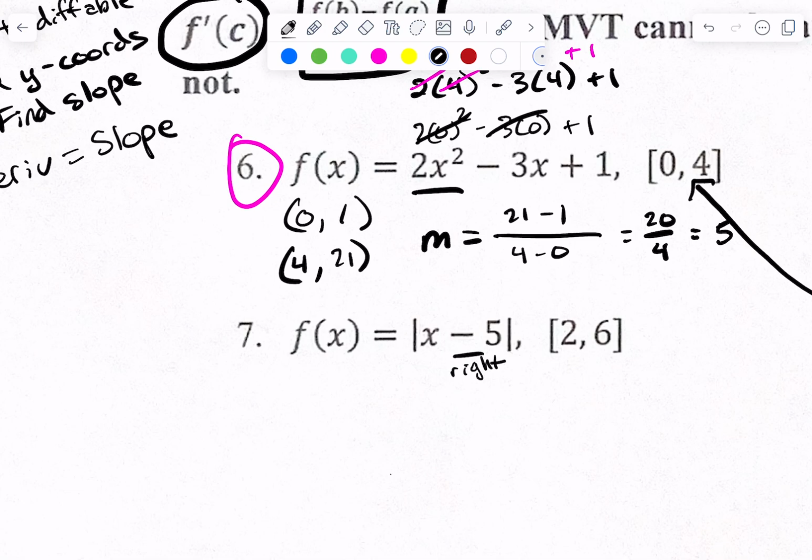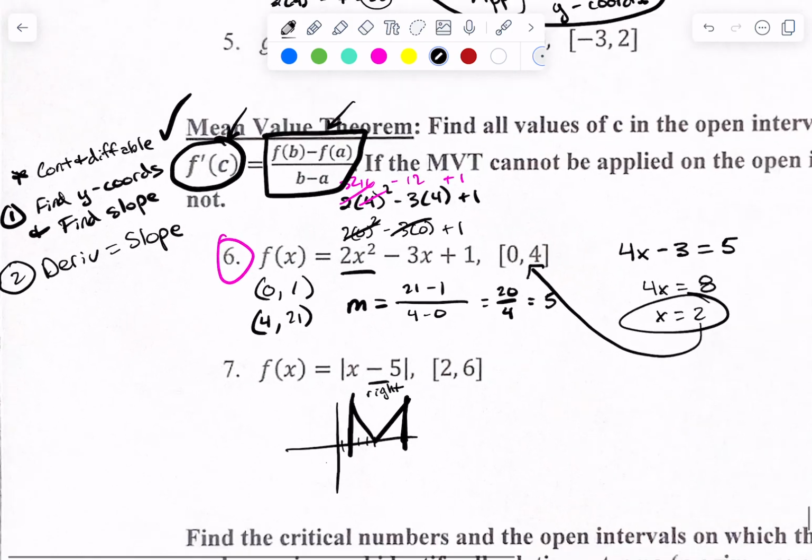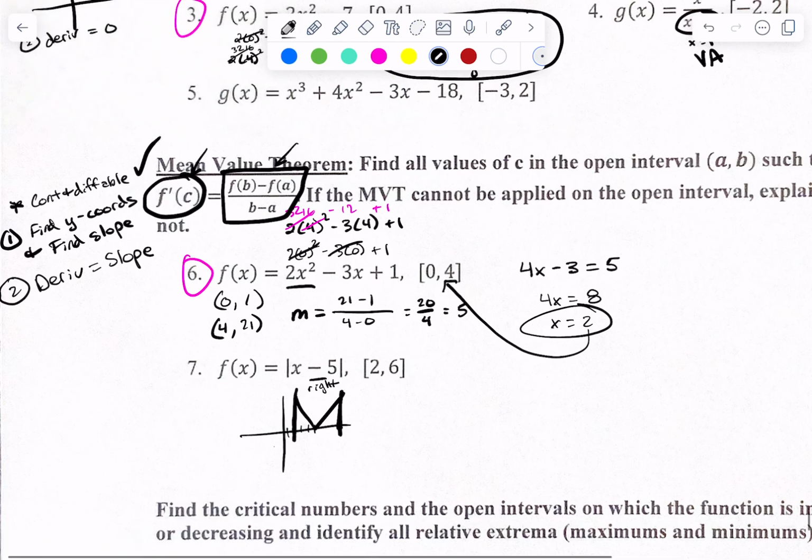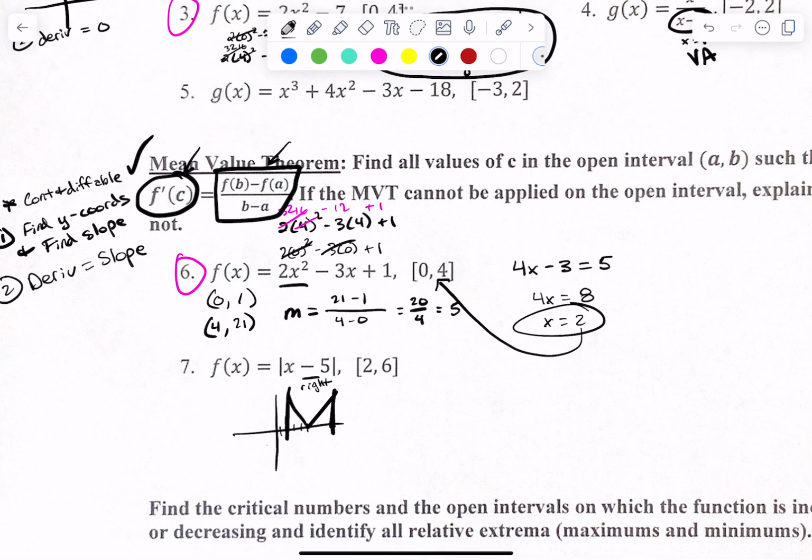Right 5. So he looks like this: 1, 2, 3, 4, 5. So we're looking from 2 to 6. Is he differentiable from 2 to 6? What does differentiable mean again? Means you can take the derivative everywhere. Can you take the derivative everywhere from 2 to 6? You can't take the derivative of the tippity tip. So no, because of the tippity tip. So what do you put? Mean value theorem cannot be applied because of the tippity tip.